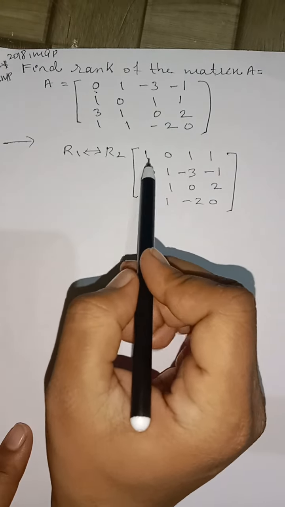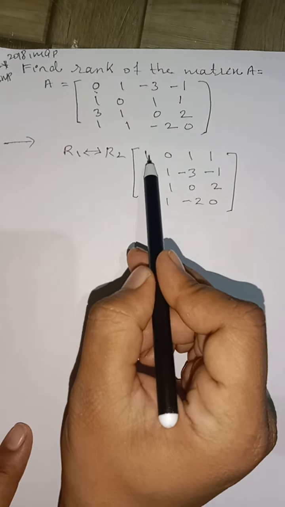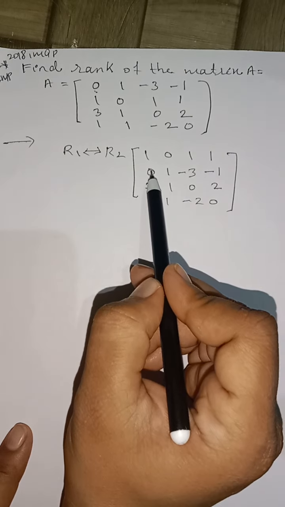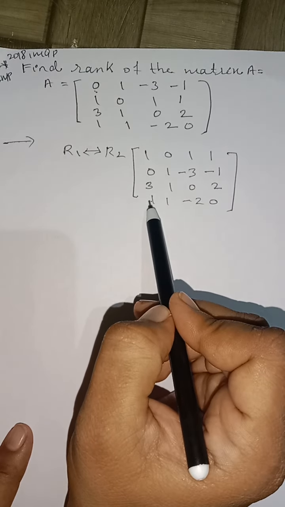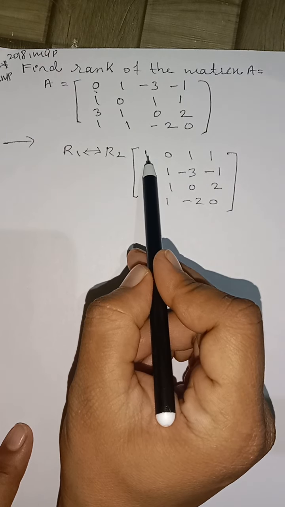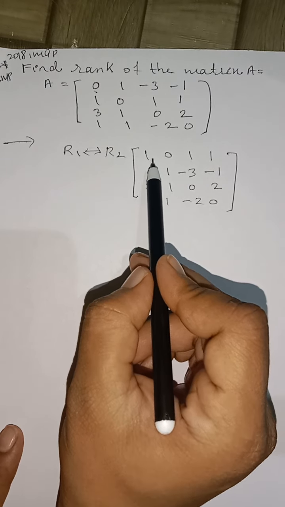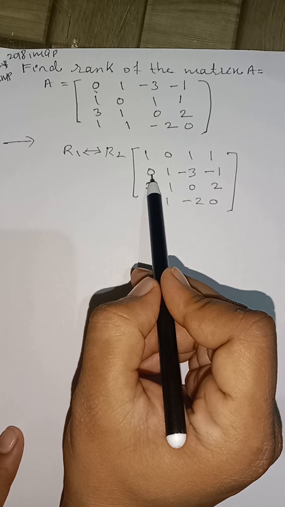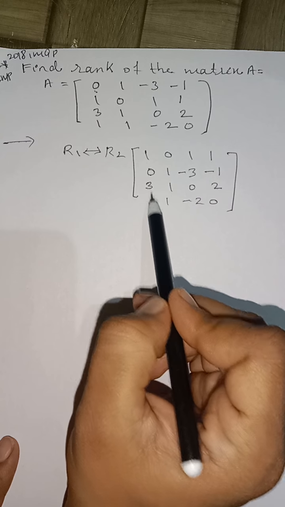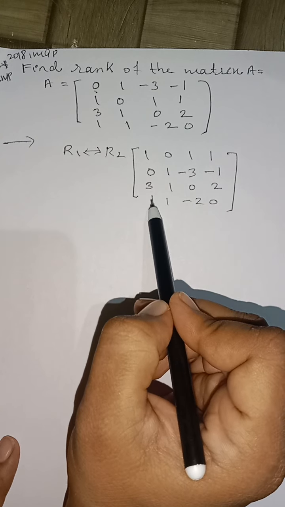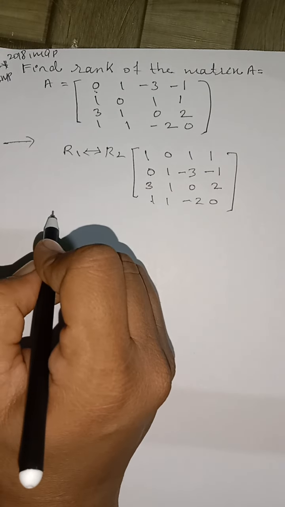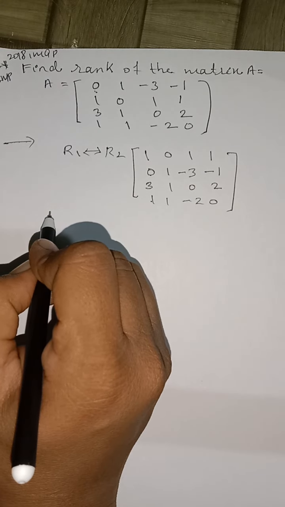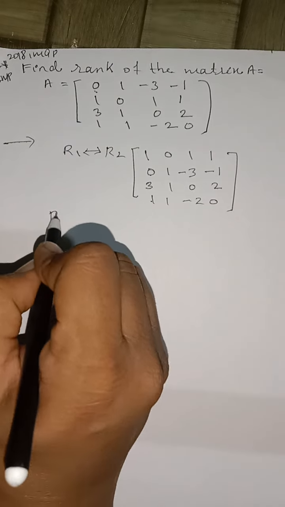According to the rule, in the first column below the first row first element, all these elements of the column you should make 0, taking help of the first row first element itself. Already this element is 0 and the second row first element is 0. So the third row first element and the fourth row first element you should make 0 with the help of this 1. Let us write the operation for R2. Is it necessary? No. So let us write for R3.